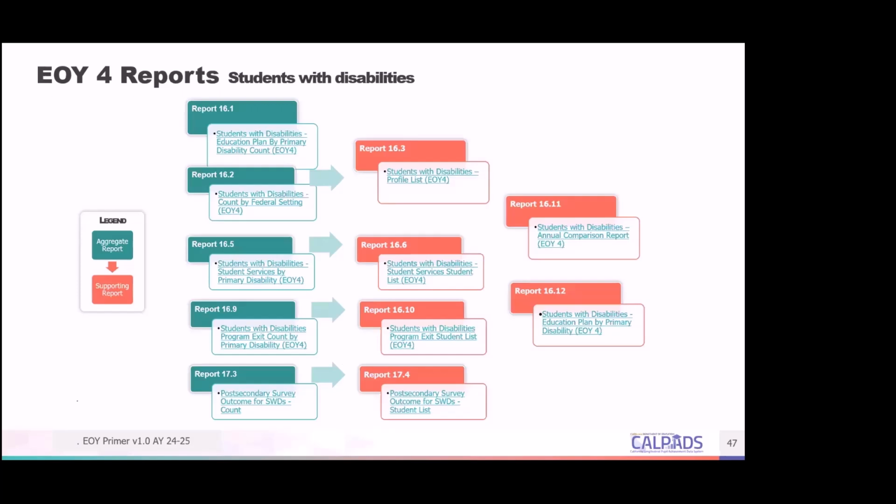We have placed a link to the end of year 4 data report mapping guides in the CALPADS user manual, again in the notes section of this slide. Those report mapping guides will help you to determine the data elements that are used for your aggregate reports and will help your subject matter experts at various departments in your LEA to identify the sources of that data so that they can verify accuracy of those reports.